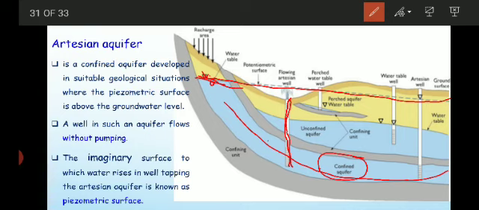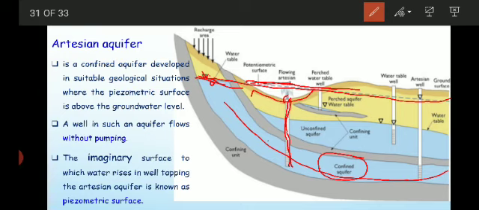So what is an artesian aquifer? It is a confined aquifer developed in suitable geological situations where the piezometric surface is above the groundwater level. So here you can see this surface in this particular area is above the ground level. Here this is the ground level, and your piezometric surface is above the ground level. So this type of aquifer is called an artesian aquifer. Whenever a well is dug in such an aquifer, it flows without pumping. There is no need of pumping, because water will automatically rise up to the piezometric surface.